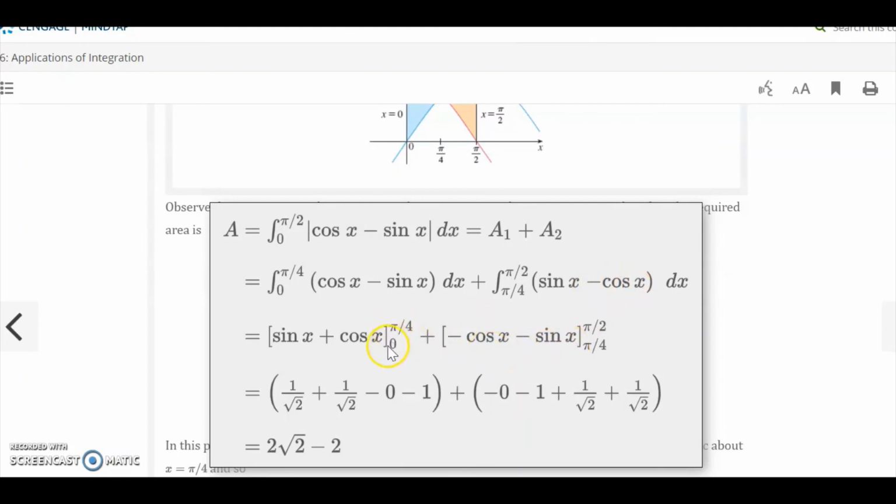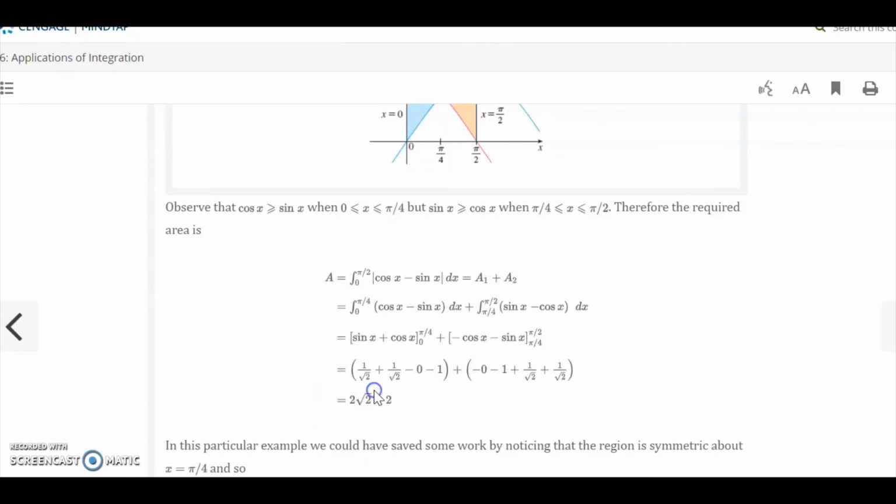And then again, plugging in those values, just making sure that you are distributing that negative. Notice how it's minus minus here, because they distributed the negative. Same over here, when they distributed the negative, everything became positive. And at pi over 4, when you plug things in, it becomes 1 over radical 2. And then they just simplify and solve.